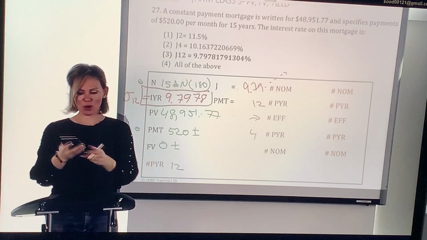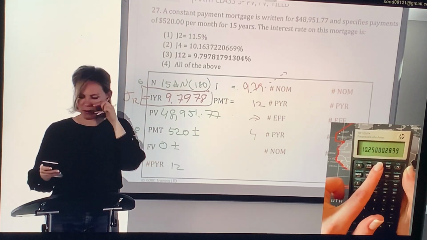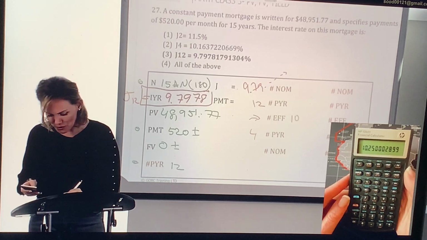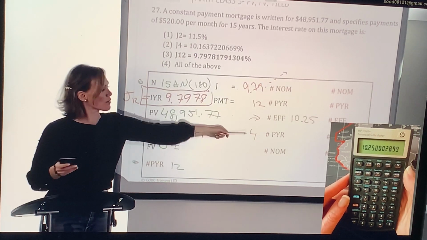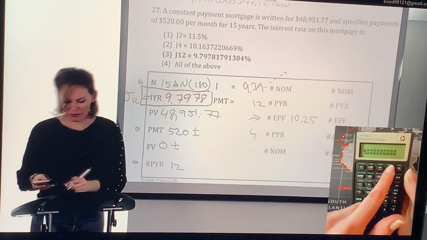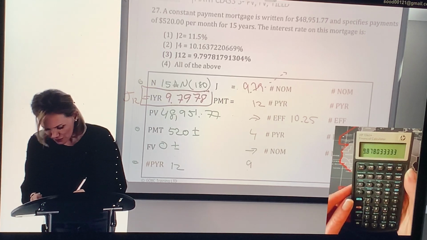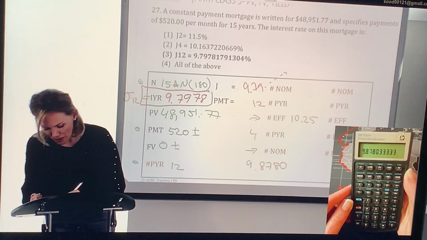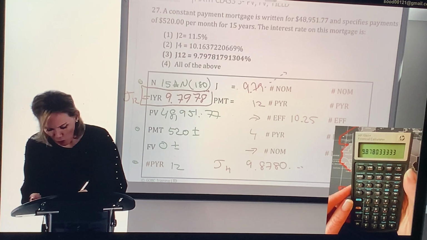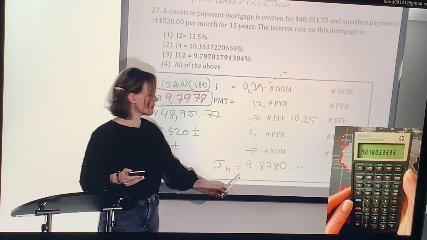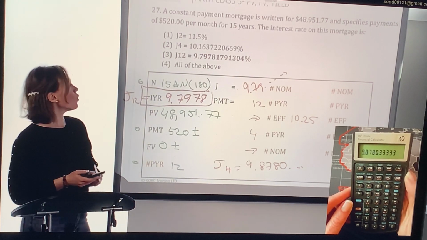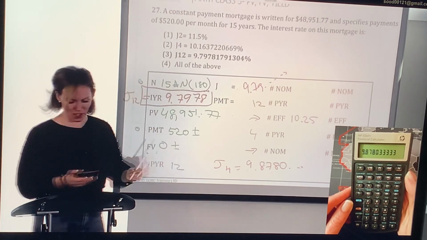I'll keep everything as is. So I'll press shift effective. Shift effective is the first thing. It will come up as 10.25. Do it right now. It comes up as 10.25. That's your J1. Then you press 4 shift PYR, and then shift nom, and it comes up to 9.8780. That is your J4 equals 9.8780. So this is what I got so far. This is your J4. Let's see if it matches. No, it's not. It's completely different.